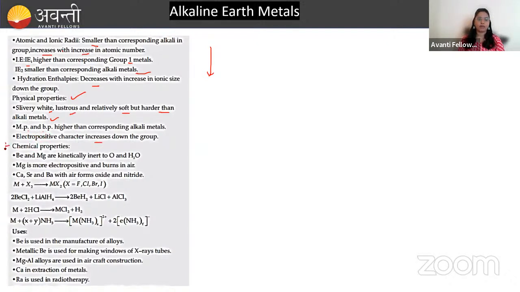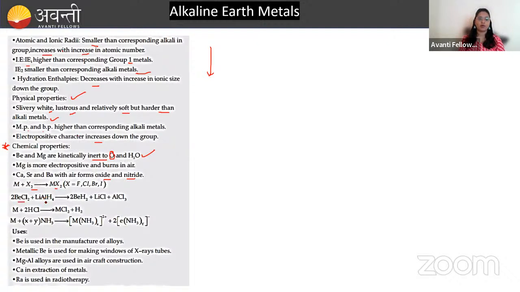When we talk about the chemical properties of these alkaline earth metals, beryllium and magnesium are kinetically inert to oxygen and water. Magnesium is more electropositive and it burns in air. Calcium, strontium, and barium form their respective oxide and nitride with air. When they react with halogens, they form their respective halides.